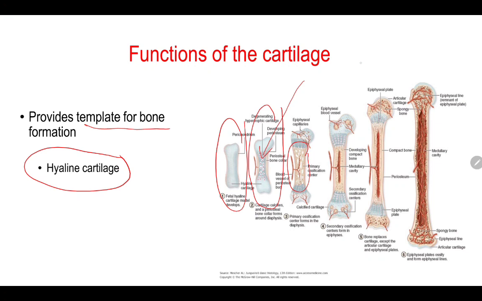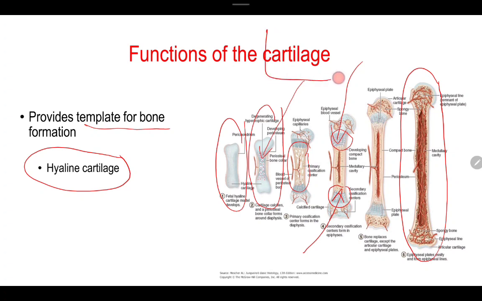Once na infiltrate na yung mga blood vessels dyan, you can see that the chondrocytes are slowly being pushed out. Hanggang sa wala na talagang chondrocyte na maiwan, and then the hyaline cartilage will become the bone. So, tandaan, your cartilage provides template for the bone formation. Anong klaseng cartilage yun? Yung ating hyaline cartilage.